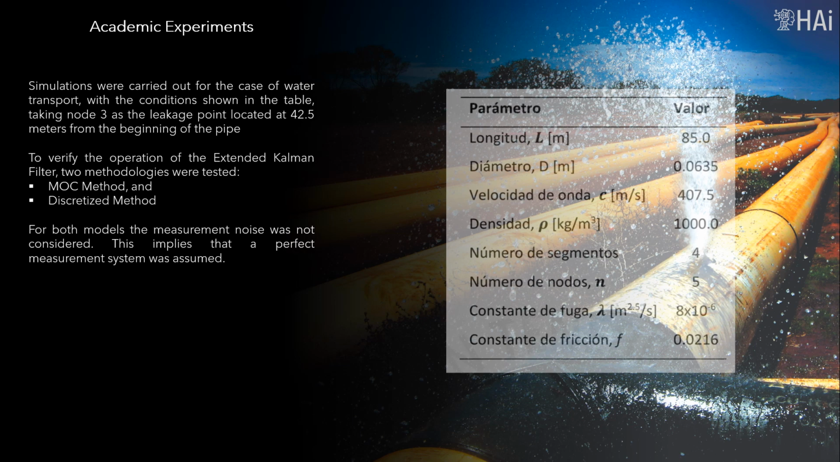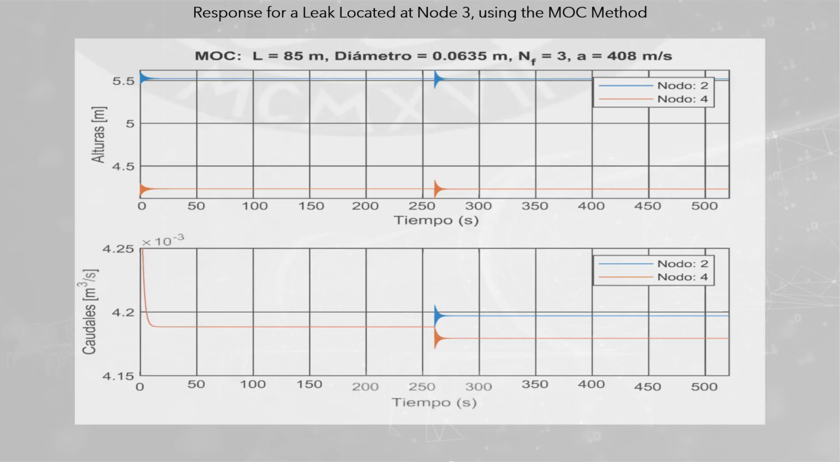To verify the operation of the extended Kalman filter, 2 methodologies were tested: the characteristics method, and the discretized method. For both models the measurement noise was not considered. This implies that a perfect measurement system was assumed. The figure shows the response with the characteristics method, for nodes 2 and 4, nodes located at 21.25 meters and 63.75 meters respectively from the beginning of the pipeline.